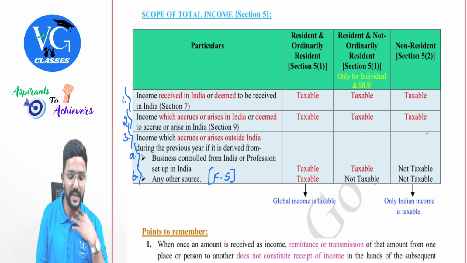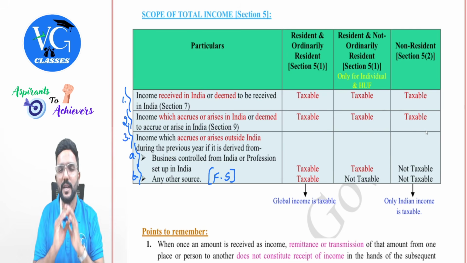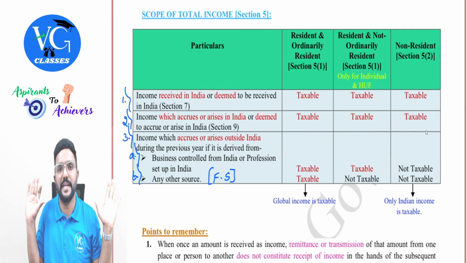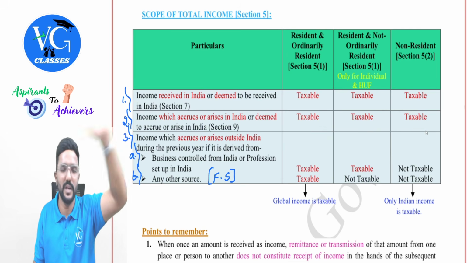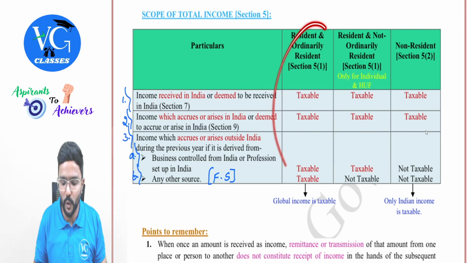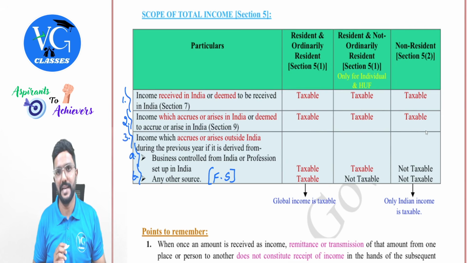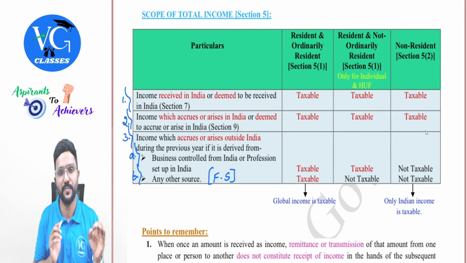Is that clear? Any other source means when income is earned and received outside India, with no control and no profession set up in India. For example, I have earned an income and received it outside India, and nothing is in India. Then it will fall in the last case. It will be taxable only if a person is an ordinary resident, guys. So for an ordinary resident, global income would be taxable, guys. Is that clear? And I have written here FS. FS means foreign source. Clear?